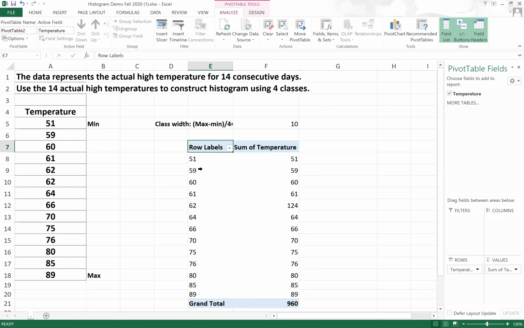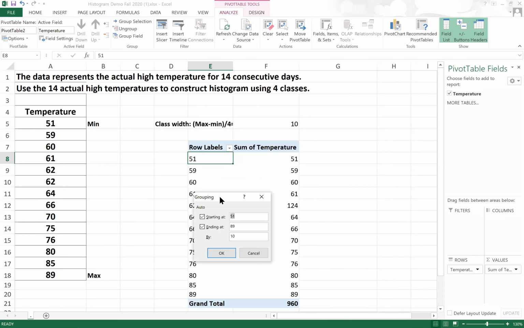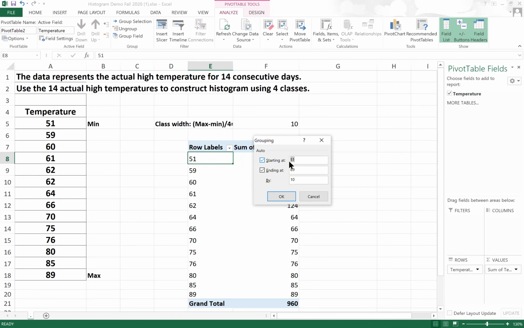That's the first move. Now first of all, click on any one of these numbers, 51, 59, any number here, and right click on it. You're going to see Group. This is how we condense the table and put it into different classes using the class width and the starting point. We're starting at 51, that's good, ending at 89, good, going by 10, because the class width is 10.